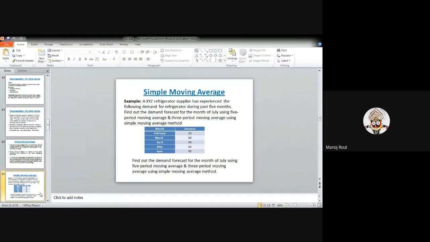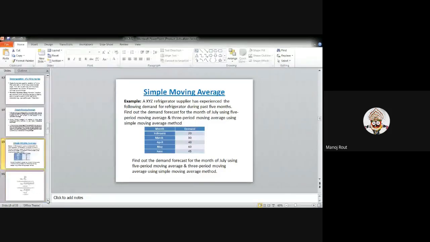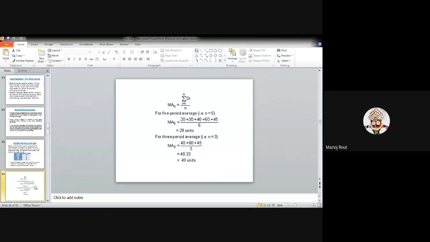I'll just solve this one, then I will provide more examples. So here is the example. MA stands for moving average, N for number of periods, and that is the summation of demand divided by the number of periods. That is the formula already given. Just note down this particular formula: MA_N equals the summation of D_i divided by N, where D stands for demand and N stands for number of samples.